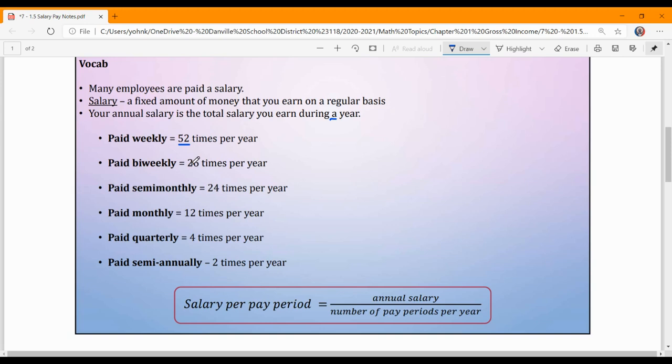If you get paid bi-weekly, you're going to get 26 paychecks per year. Paid semi-monthly, you're going to get 24 paychecks per year. Paid monthly is 12. Paid quarterly is 4. And paid semi-annually is 2.